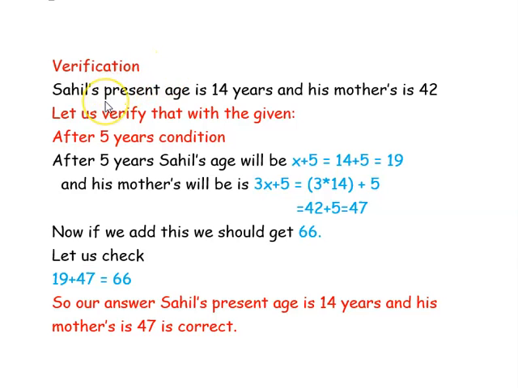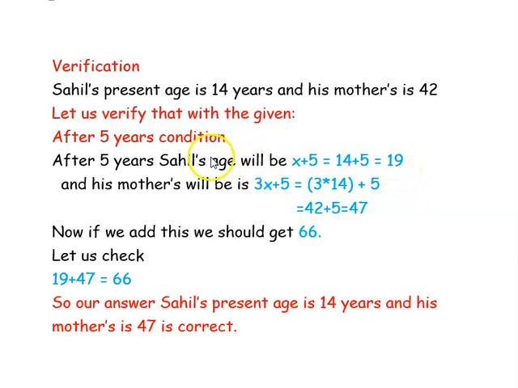Now let's verify our answer. We have found out that Sahil's present age is 14 years and his mother's age is 42 years. Now let's verify that with the given after 5 years condition. After 5 years, Sahil's age will be x plus 5. Now x is 14, so plus 5 you will get 19.